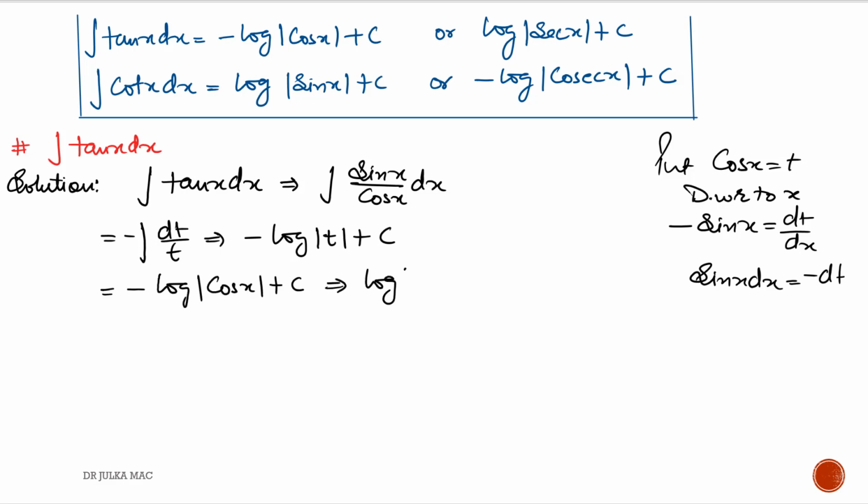n log m is log m raised to the power n. So minus log cos x equals log cos x raised to the power minus 1, which equals log sec x plus c. Now integration of cot x.